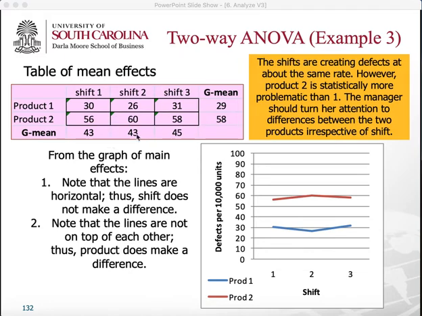And we can see here what's going on, right? So we have the mean of product one being 29, the mean of product two being 58. So I tell my manager, okay, we have a big problem with the way that we build product number two. All of them have a higher defect rate than our product one. So let's investigate what we're doing in terms of operation procedures, what the operators are doing, but they're basically doing the same bad thing in all shifts.